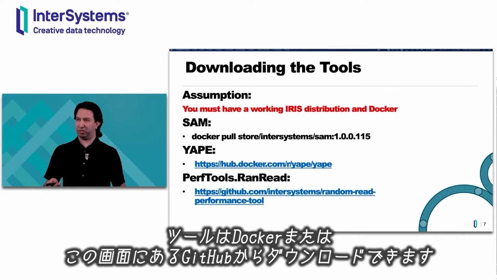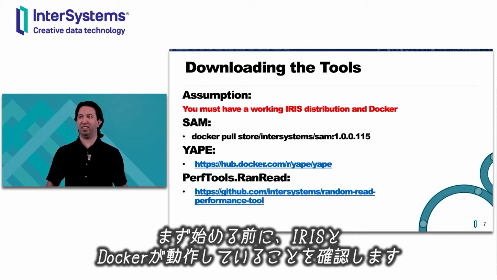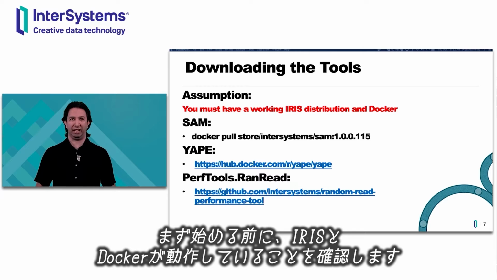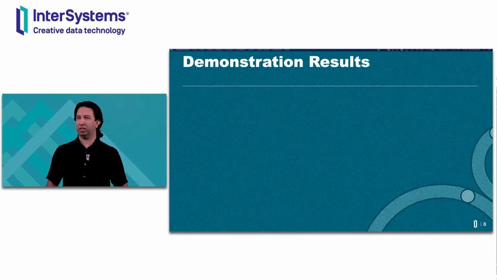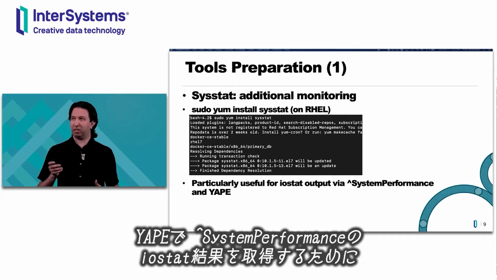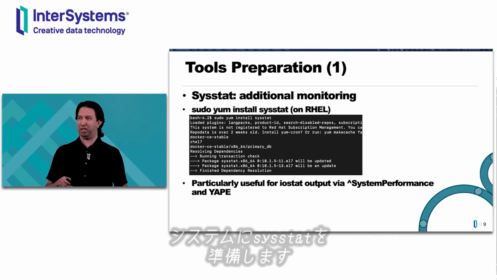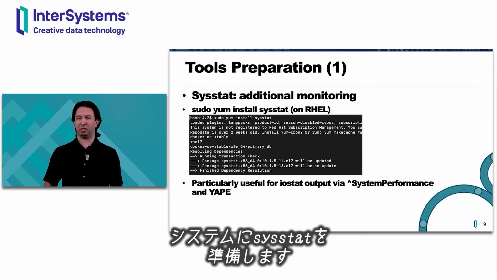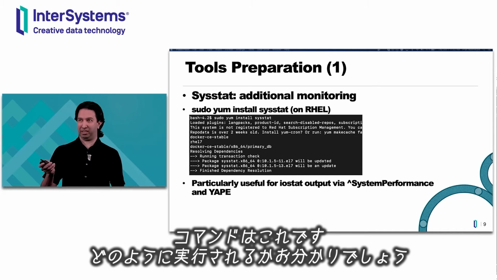You download the tools from either Docker or the GitHub location listed here. And before you start anything, you must have a working IRIS distribution and Docker running. For the quick demo, first we'll talk about prepping everything. You want to get sysstat on your system in order to get iostat output from System Performance and Yape. The command is here, and you can see how it's run.